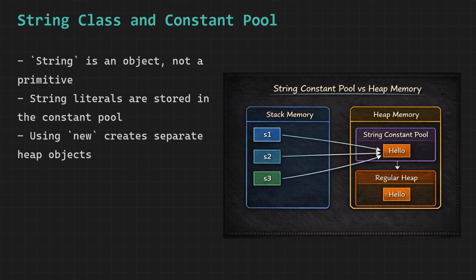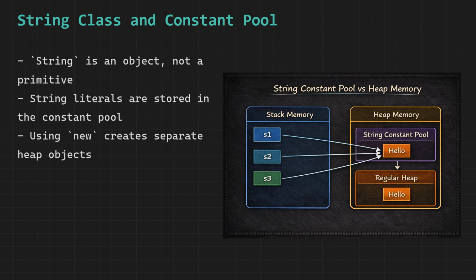When you write String s1 equals "hello", Java looks into this library. If the word hello is already there, it simply points your variable to that existing entry. It does not create a new one. This process is called interning.